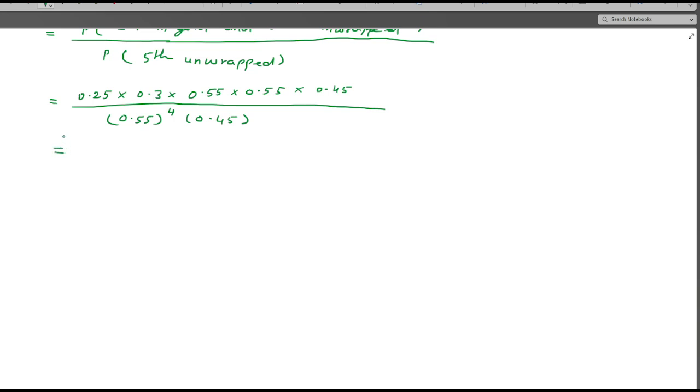Okay, so this is equal to, now let us find out, 0.25 times 0.3 times 0.55 square times 0.45, whole divided by 0.55 power 4 times 0.45. So the result is 0.248, 0.248 in 3 significant figures.